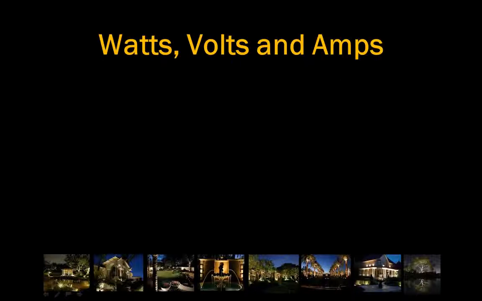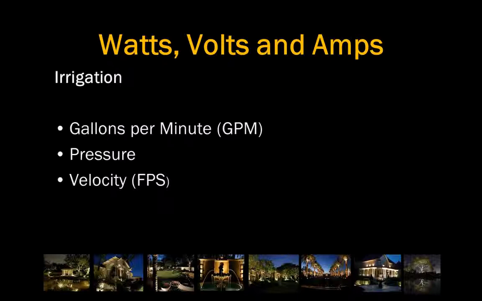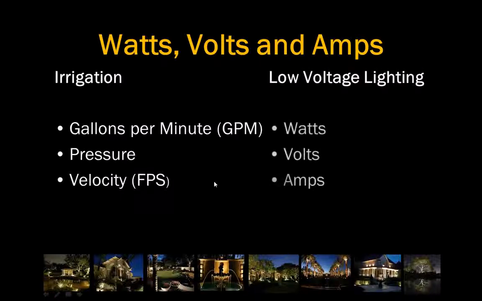The next definitions we want to get into is watts, volts, and amps. A lot of people get confused, or they don't quite understand the difference between the three, but it's very important because there are three different components. So in irrigation, again, we have gallons per minute, pressure, and velocity, three components of designing an irrigation system. In low voltage lighting, watts is about the same as gallons per minute. So watts are the usage of the actual system, what we're pulling out of each lamp. So a 35-watt lamp is using a lot more energy than a 20-watt lamp.